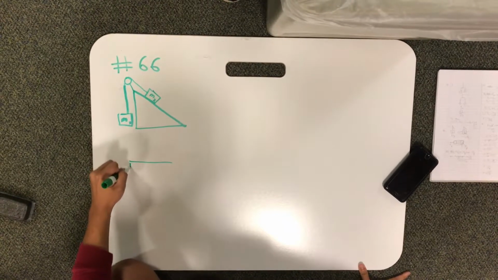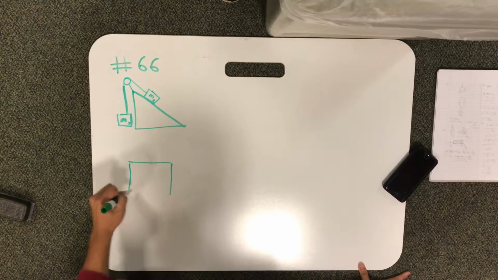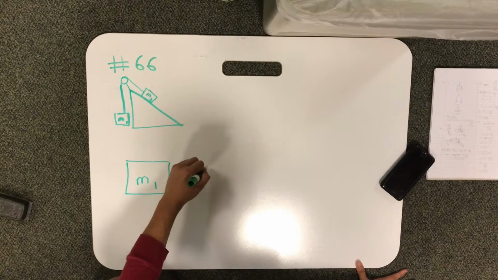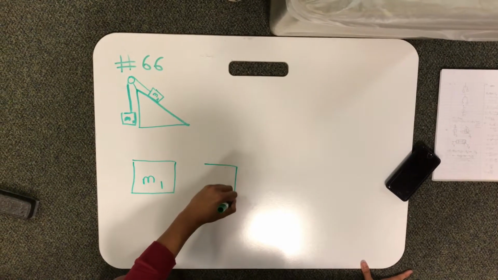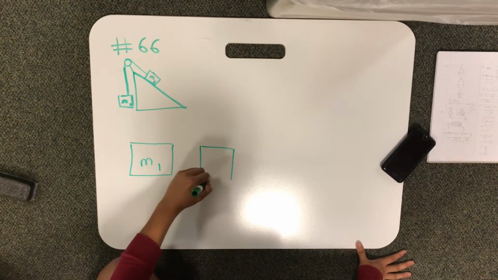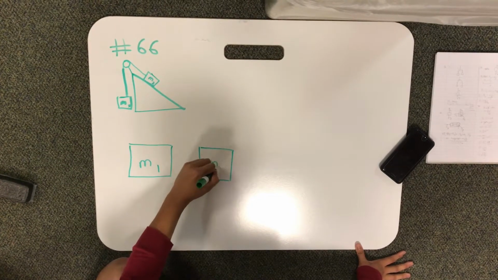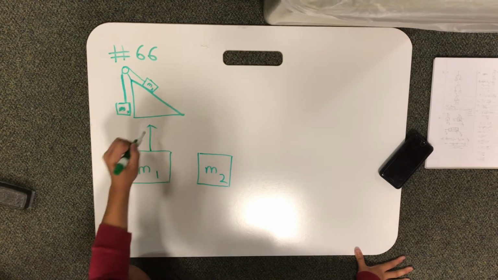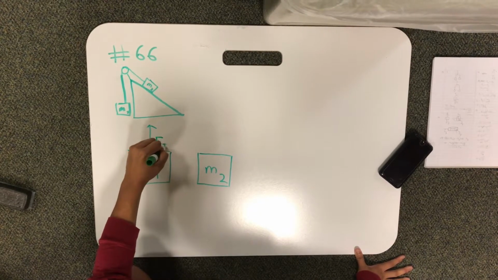Problem number 66, and this question asks to find the formula of an acceleration in terms of m1, m2, and theta. So let's start. In order to solve this problem, we have to draw the free body diagram for both mass 1 that is hanging and mass 2 that is on the incline.